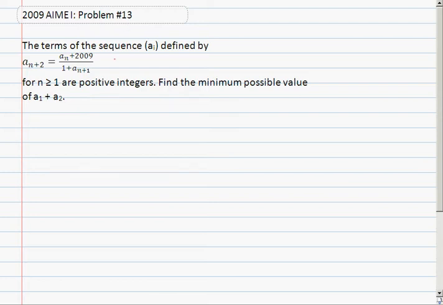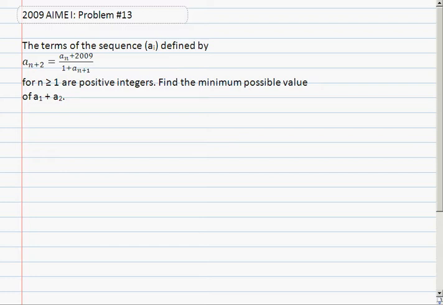The terms of the sequence a sub i, defined by a sub n plus 2 equal to a sub n plus 2009 all over the quantity 1 plus a sub n plus 1 for n greater than or equal to 1, are positive integers. Find the minimum possible value of a sub 1 plus a sub 2.